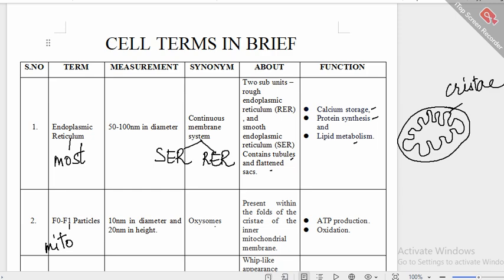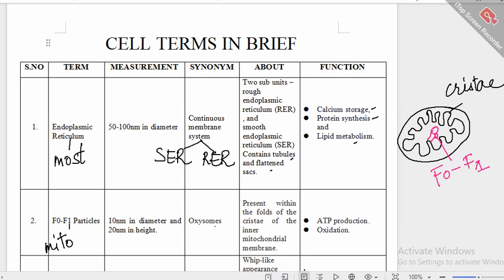So the F0 F1 particles, or I can say oxysomes, are present on the cristae, or inside the cristae, or on the folds of the cristae. These F0 F1 particles help in ATP production and oxidation.